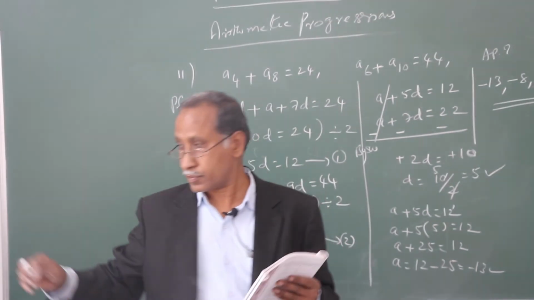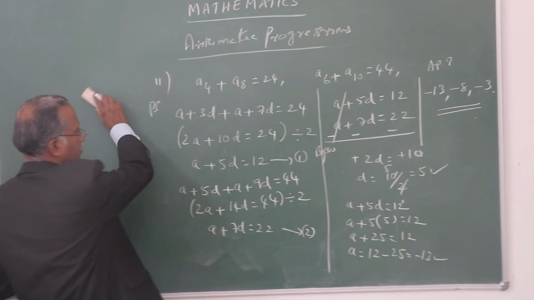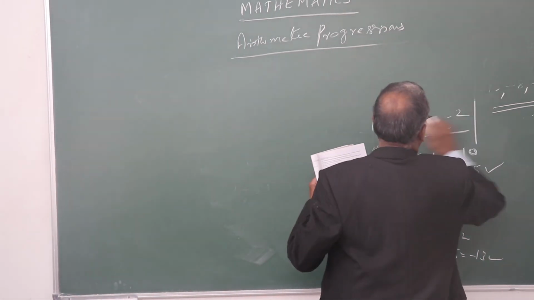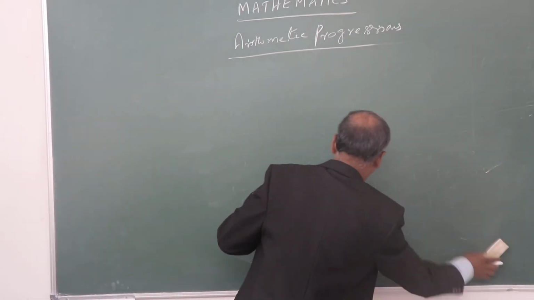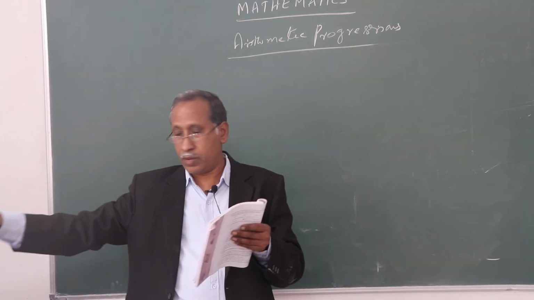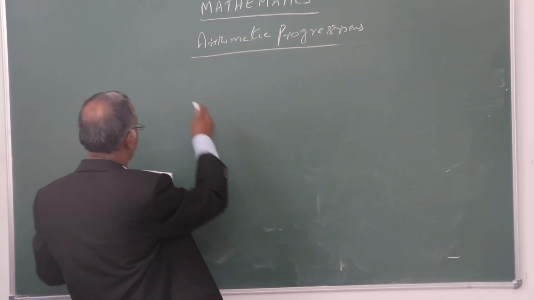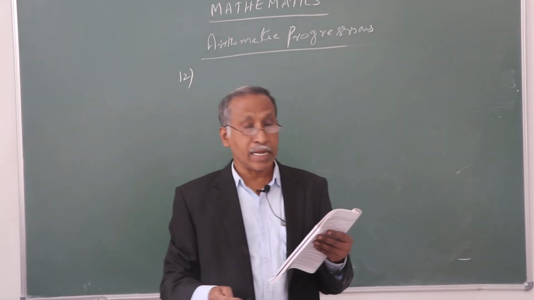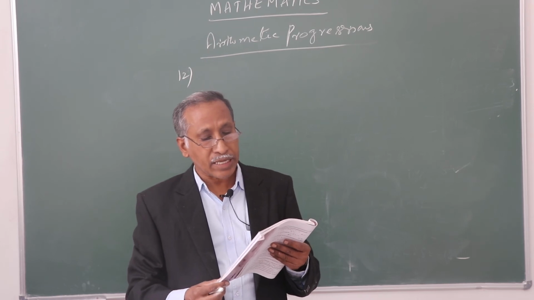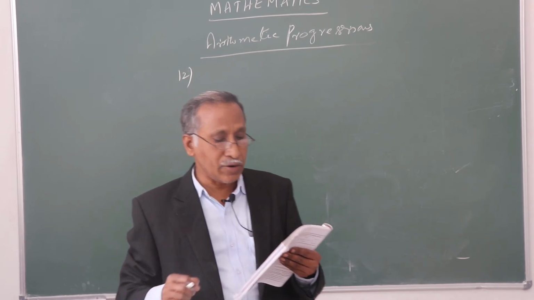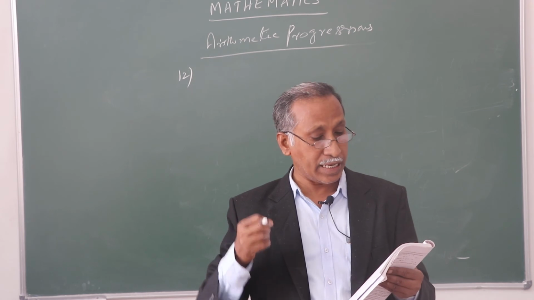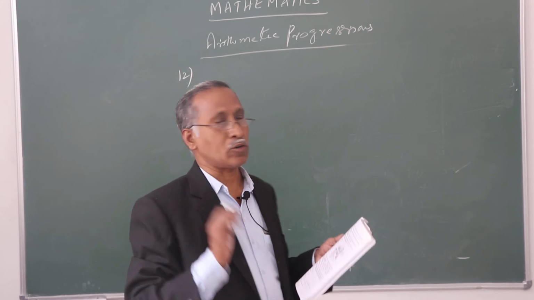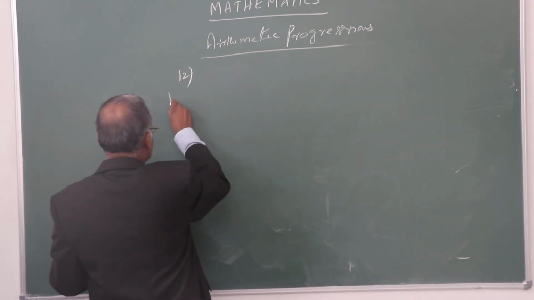Next, Subbarao started work in 1995 at an annual salary of 5,000 and received an increment of 200 rupees each year. In which year did his income reach 7,000? What is the salary he is getting?